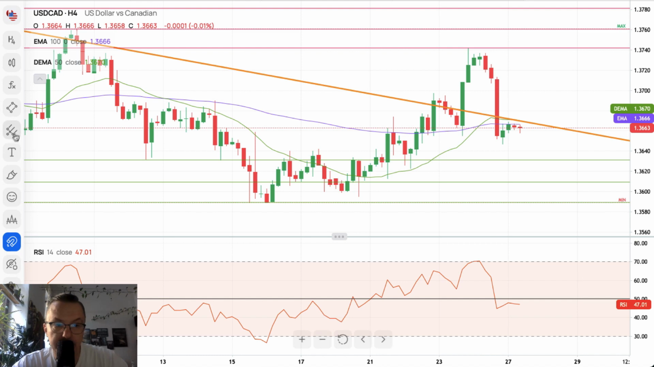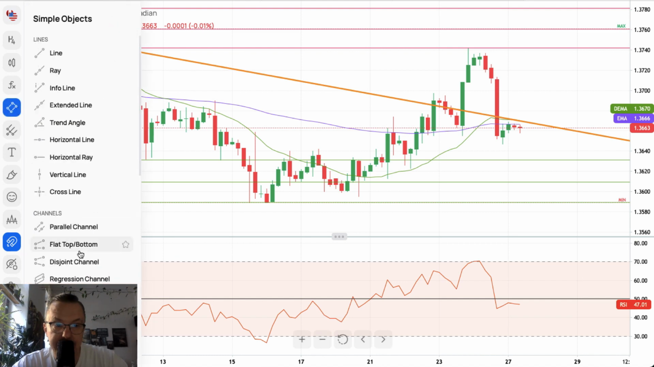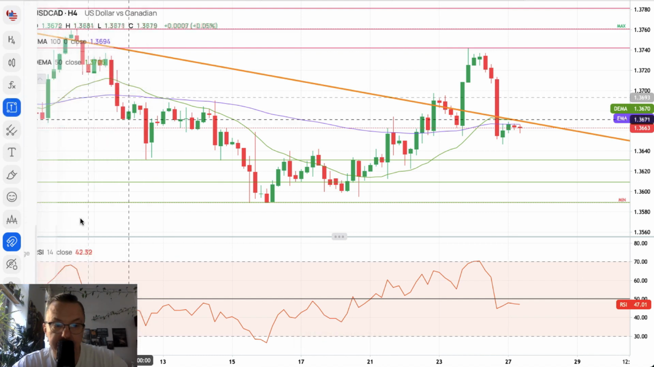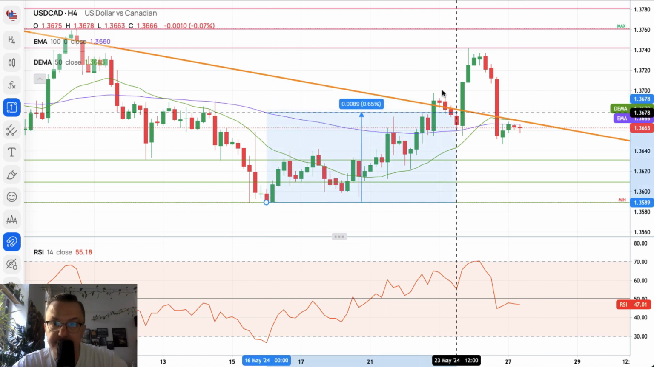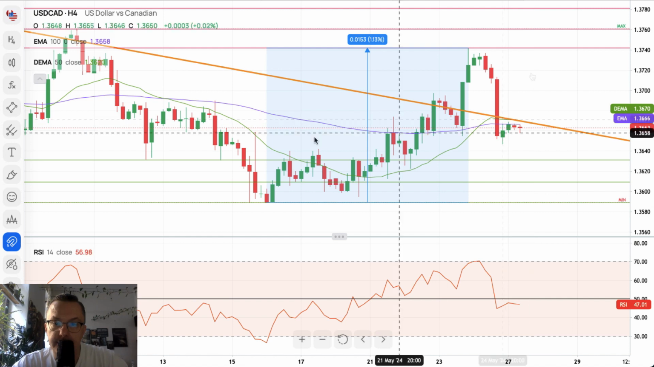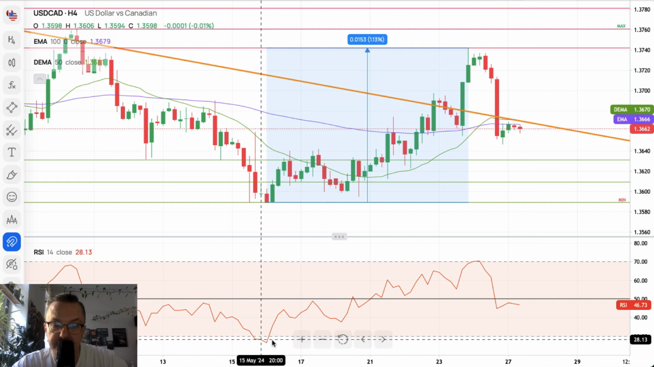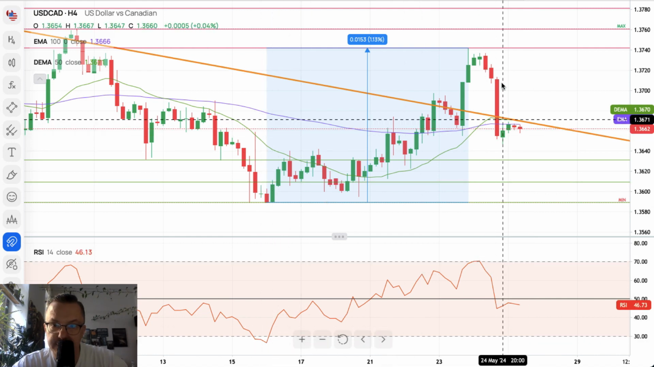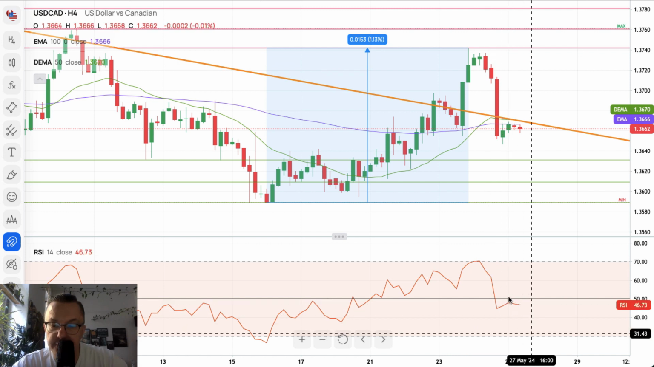However, this movement to the downside might have resulted only because the market actually hit the extremely overbought conditions. So the recent movement here, as you can see on the US dollar to the Canadian dollar, let me just take my price range tool. Okay, this was roughly around 1.13% from the extremely oversold conditions to the extremely overbought conditions, right? So maybe there is another movement.